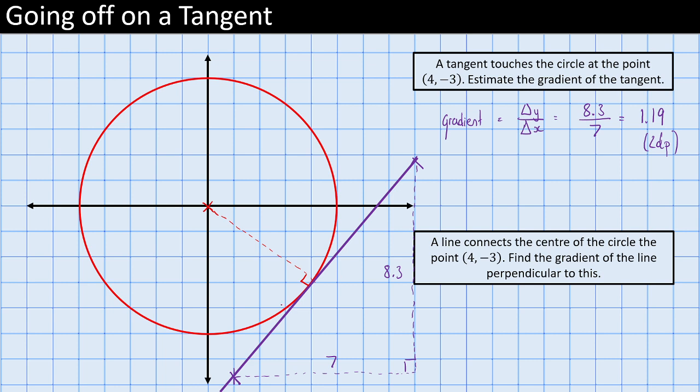Now, hopefully we remember that perpendicular lines have gradients that link. I just want you to think to yourself, perpendicular lines, gradients, what's the link there? What's that link? And if you're thinking that those links are negative reciprocals, then we're on to a winner. Okay? So we're going to look for negative reciprocals.